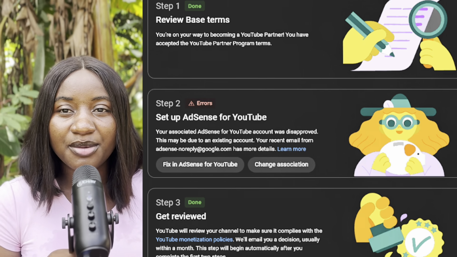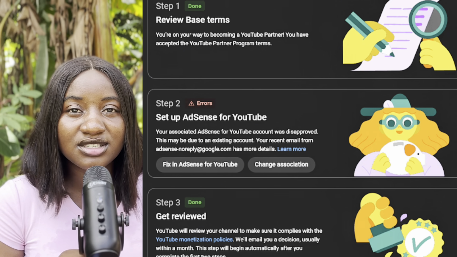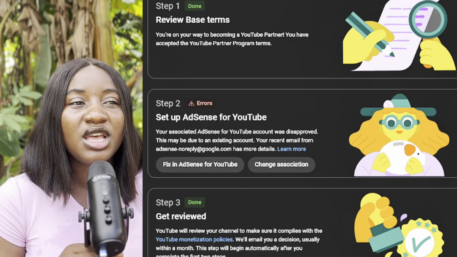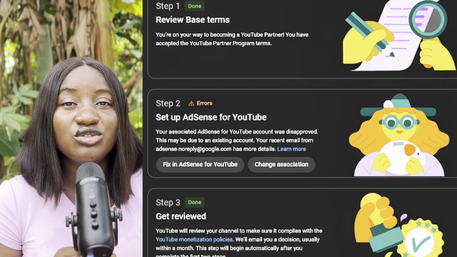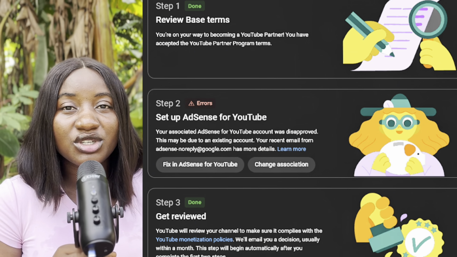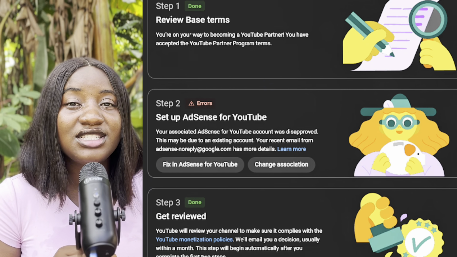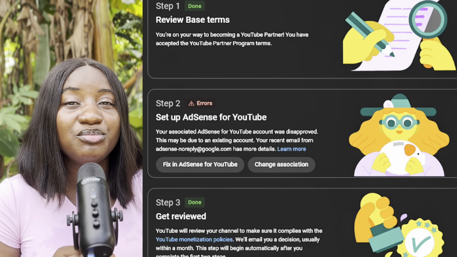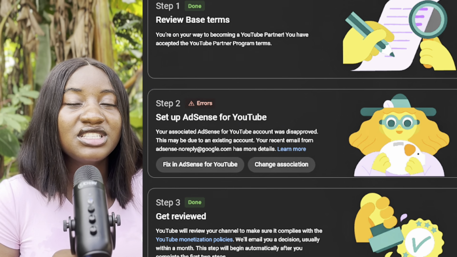After accepting the review-based terms, the next thing you need to do is create AdSense. So when that option pops up, whether you have existing AdSense or not, just say no, you want to create a new one. Then use that person's information, the person's name, the way it's written on the NIN, which is the way it's written on the dollar account as well. Then after everything, submit it.